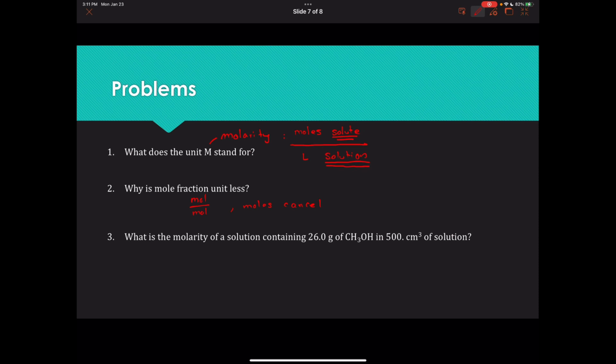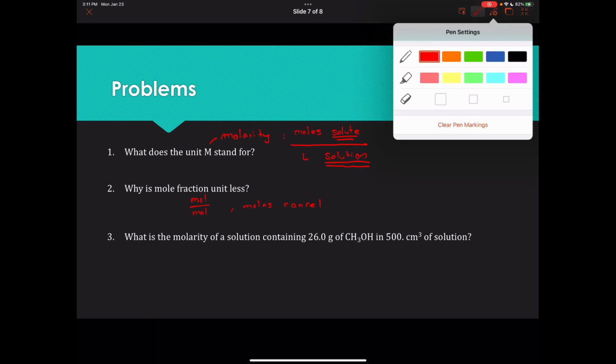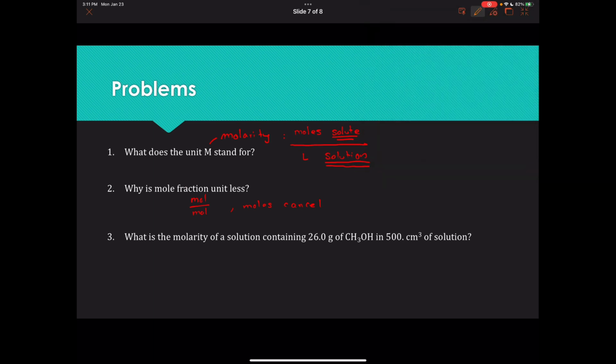So next we want to determine the molarity of a solution containing 26 grams of CH3OH in 500 centimeters cubed of solution. So going through, we want to identify our solute, our solvent, and our solution. The solution contains 26 grams of CH3OH. That is my solute. It doesn't specify the solvent. This 500 centimeters cubed, that is our total solution.